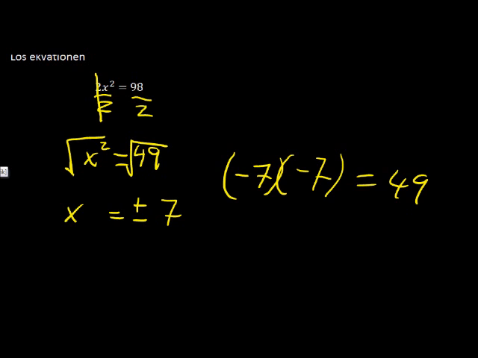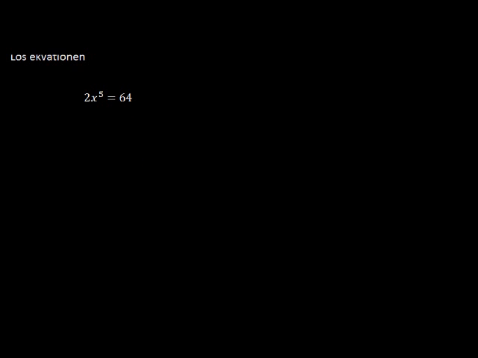So there's that one. Let's take one that looks a little more challenging. It's kind of fun though, because what we have is a power of 5 there. So let's see what we can do with this. Again, let's get rid of that 2. 2 divided by 2 is 1. And the 64 divided by 2 is going to be 32.